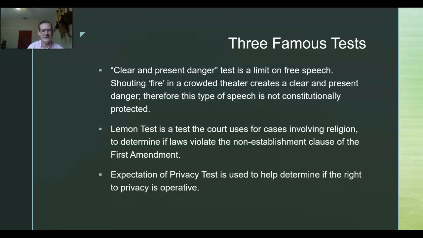And there's also another test that's a little more relevant to what we're doing here, titled the Expectation of Privacy test. And it's used to help determine if the right to privacy is operative here. So the expectation of privacy test is basically, in your home, you have an expectation of privacy. That's fine. In a hotel room, you also have an expectation of privacy. But in a movie theater, you don't. In a park, you don't, right? And so do you have an expectation of privacy in this area?